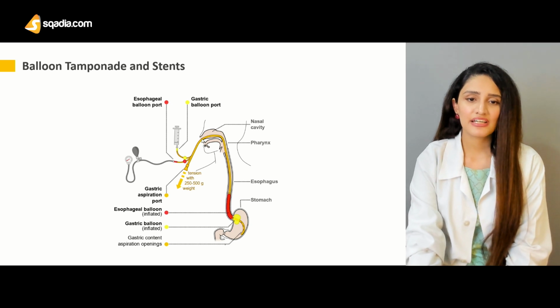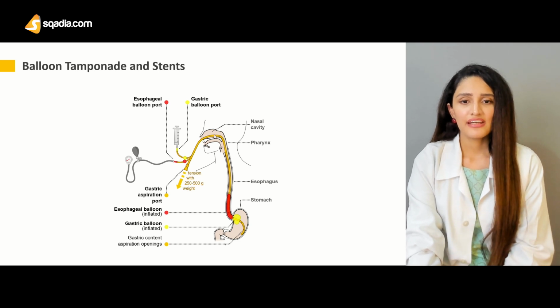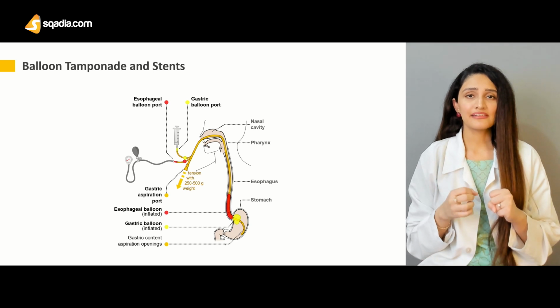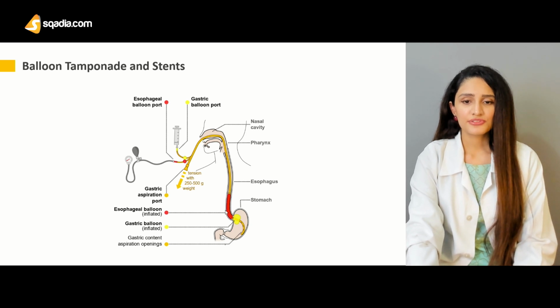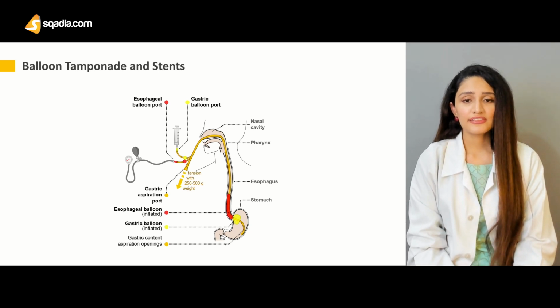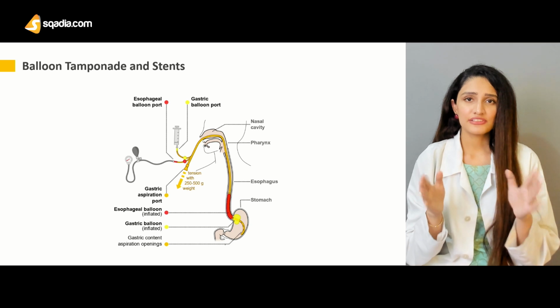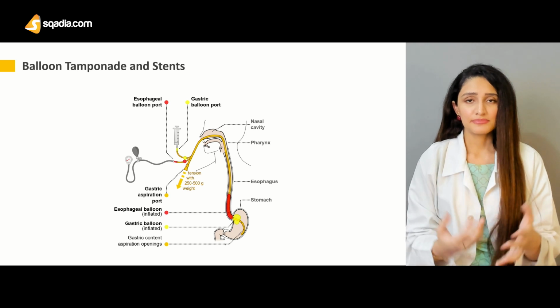So what really happens is that we pass a tube, which could be the Sengstaken-Blakemore tube, and after passing the tube, we insert the esophageal balloon port and the gastric balloon port, and then there is a pump that helps in inflating these balloons. These balloons are inflated within the esophagus or the gastric part of the digestive tract, and these then cause the esophageal varices to be compressed for a limited time until the TIPS can be carried out.